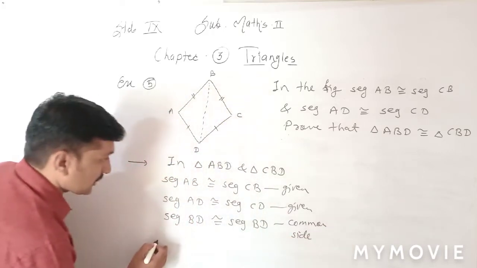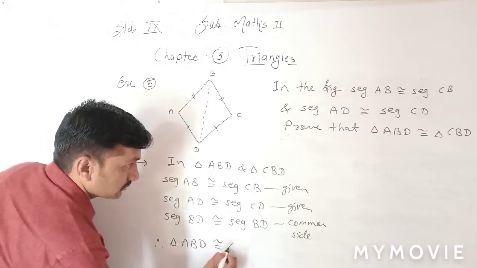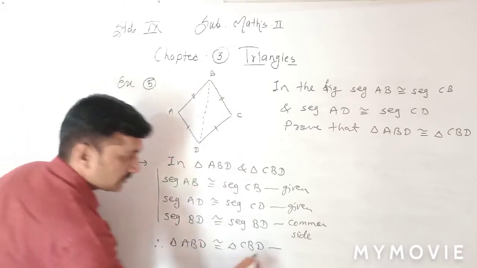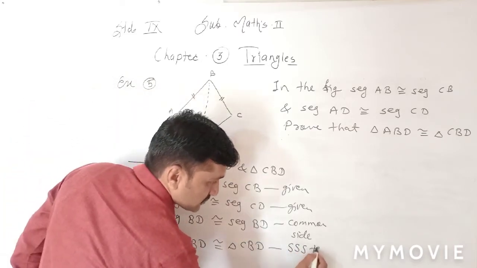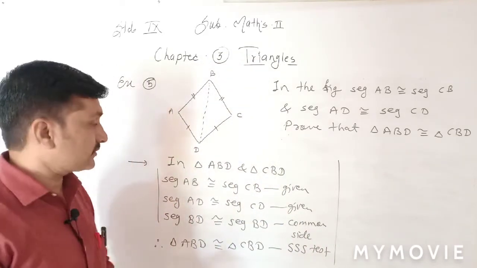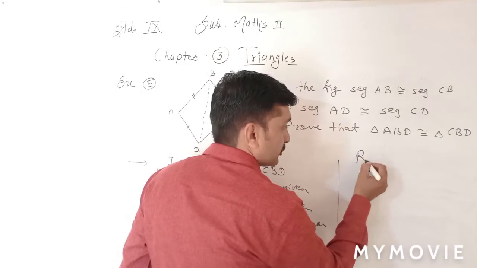And therefore triangle ABD is congruent with triangle CBD by which test? All three sides are used, no? Therefore SSS test. By SSS the triangles are congruent. Now, remaining congruent parts.